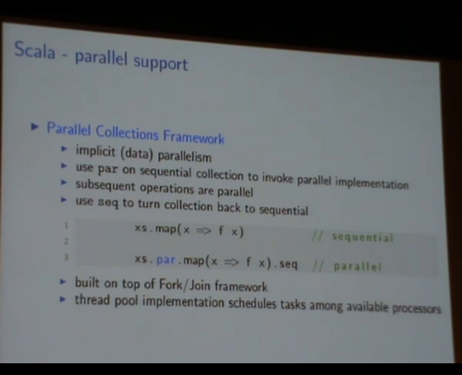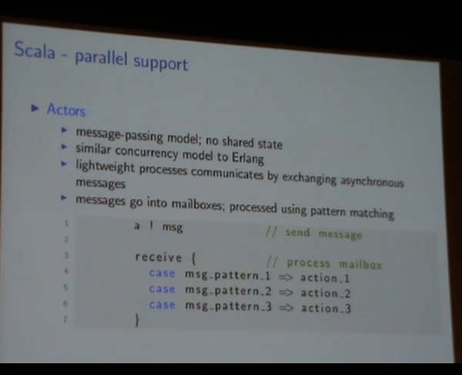tasks among available processors. And there are also the actors in Scala, which is a message passing model, so no shared state. It's very similar to the concurrency model in Erlang. And there are lightweight processes that communicate by exchanging asynchronous messages. So messages basically go into mailboxes and are processed using pattern matching.